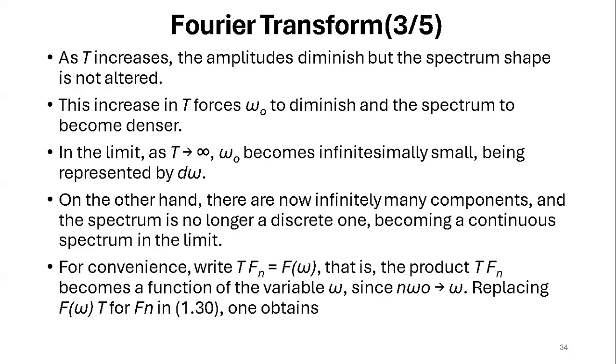Until the time period is infinity, omega naught becomes infinitesimally small and can be represented by d omega, the differential of omega. And then there are infinitely many components and the spectrum is no longer a discrete one; it becomes a continuous spectrum in the limit. For convenience, write T times F n as F of omega. T F n becomes a function of omega, where n omega naught is replaced by omega, replacing F of omega for F n.